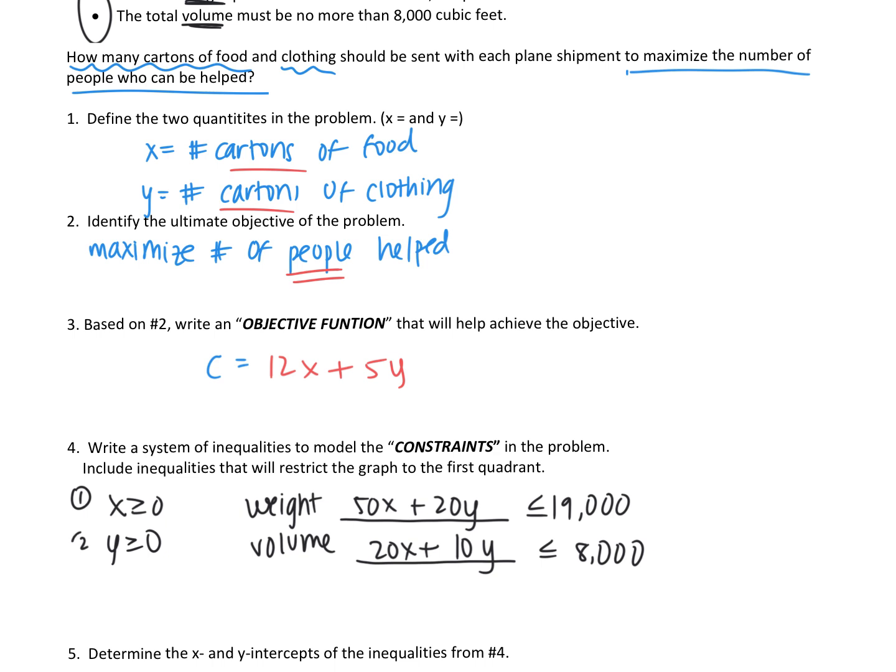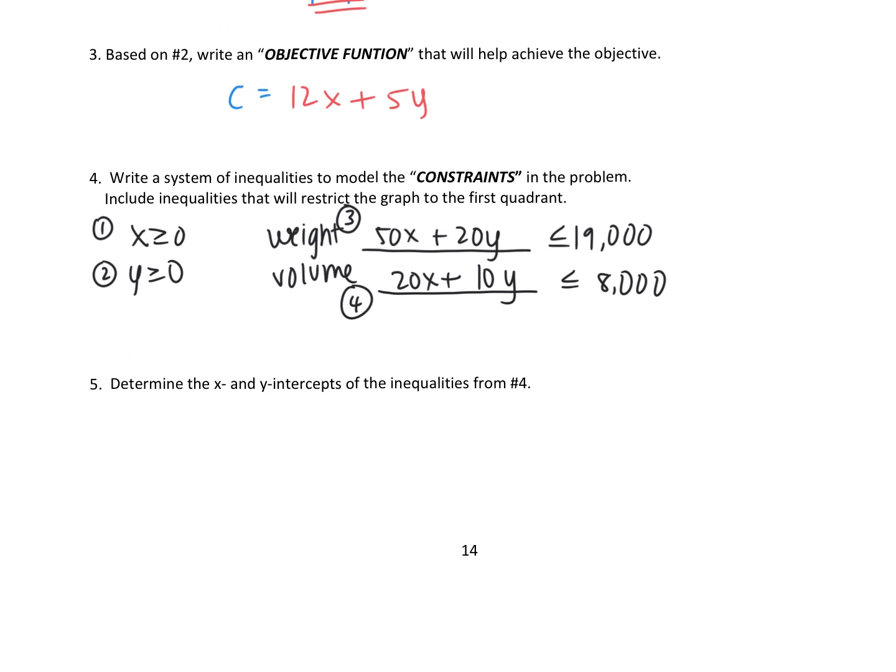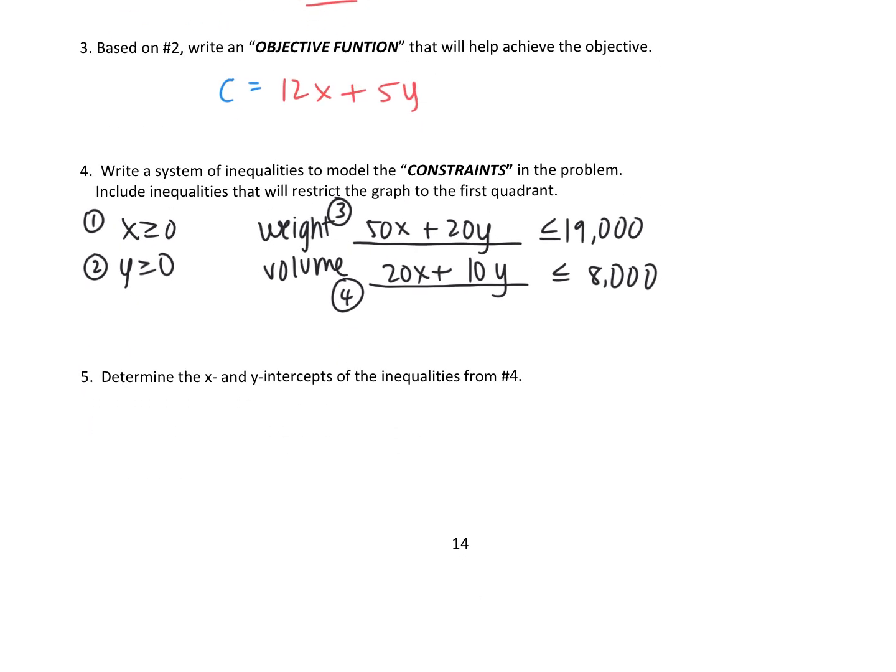The first two will always be the case, and then 3 and 4 here come from the context of the problem. We good so far? Okay. So that was all the setup. Now we just need to actually carry out the problem. So for 5, we're going to look at the x and y intercepts. So we're going to copy these inequalities from above.